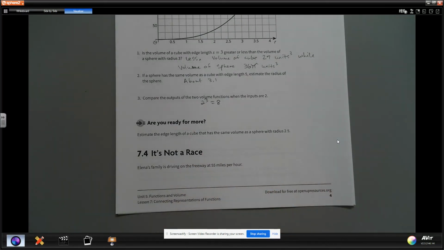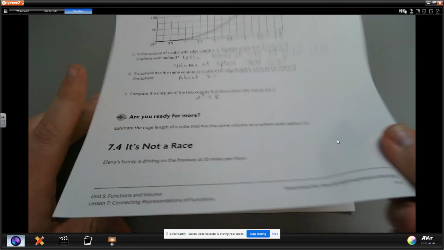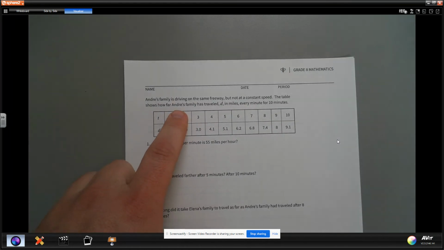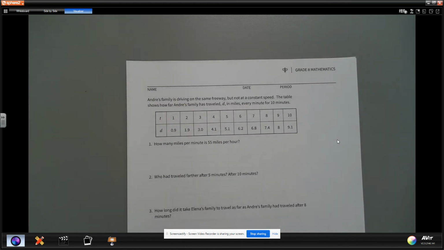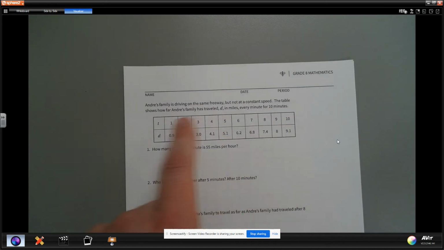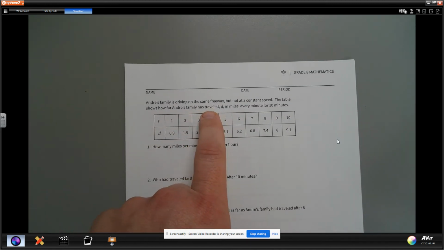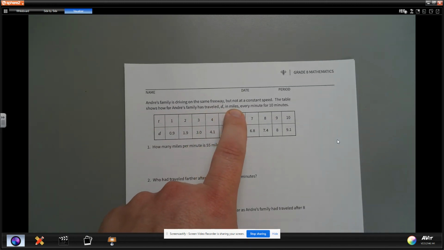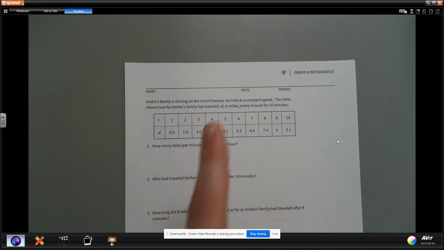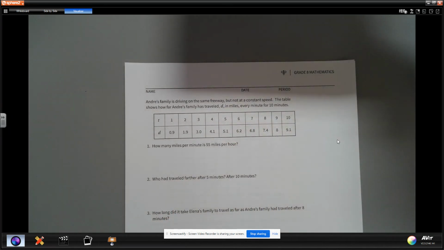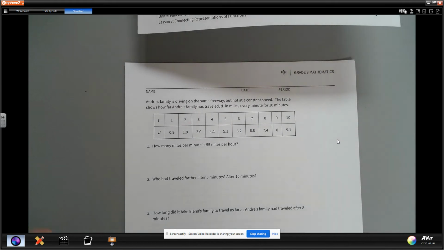Elena's family is driving on the freeway at 55 miles per hour. So we see that distance is a function of time. And then you have Andre's family who's driving on the same freeway, but they're not driving at a constant speed. So their table shows how far Andre's family has traveled, D in miles, for every 10 minutes. So we're talking about miles per hour versus miles per minute. So how many miles per minute is 55 miles per hour?